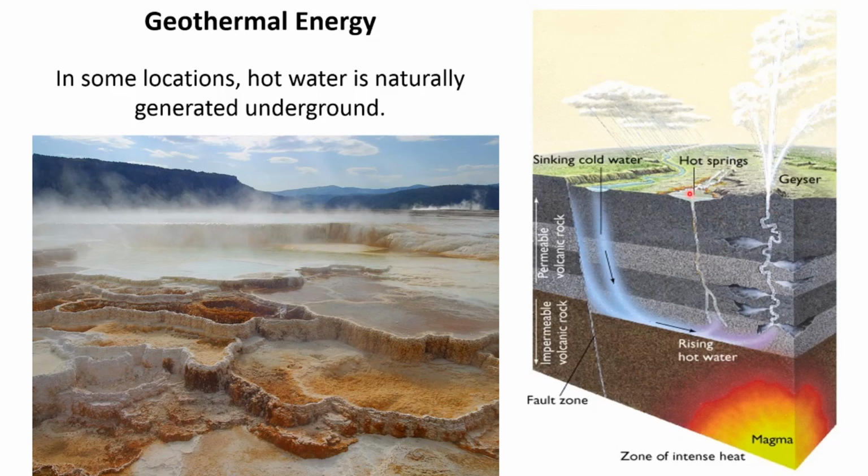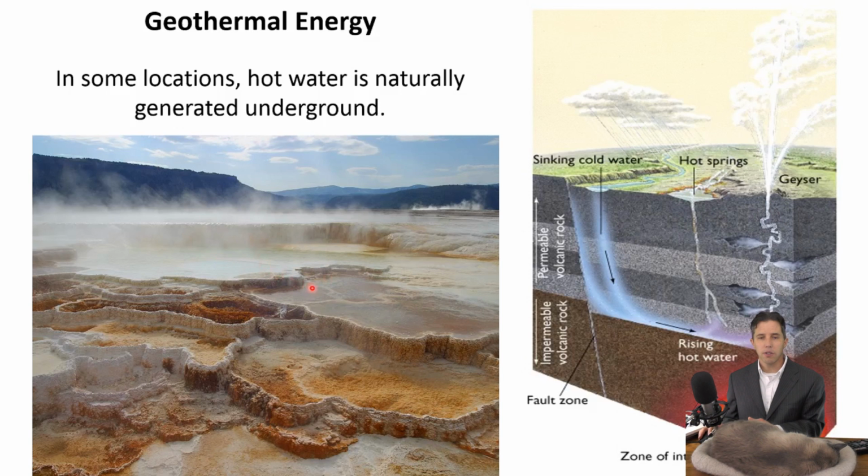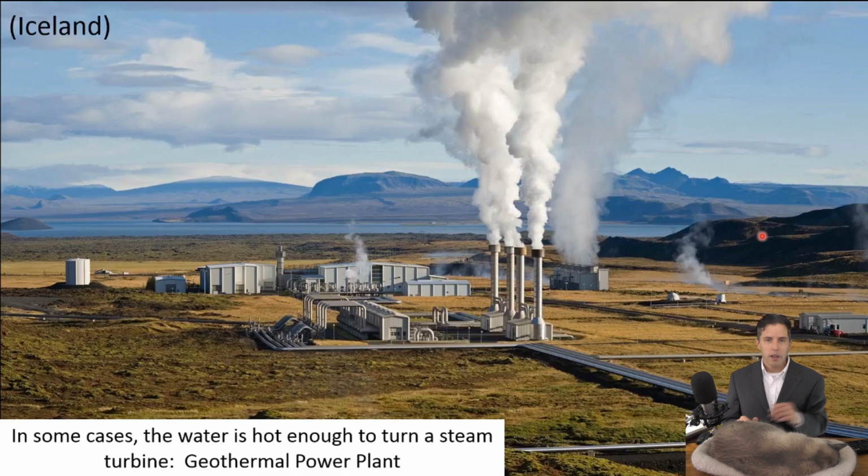If it makes it all the way to the surface, you might get a hot spring, something like this. And if the conditions are right, you might get a geyser, something like Old Faithful. But this is essentially a free source of hot water if you could figure out how to tap it. So in some places like Iceland, there is so much volcanic activity and so much magma in the crust that they have an endless supply of hot water. They actually have enough hot water, above the boiling point, that they can tap into that and just take that steam and turn a steam turbine.